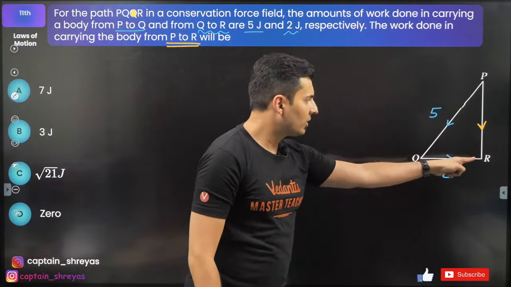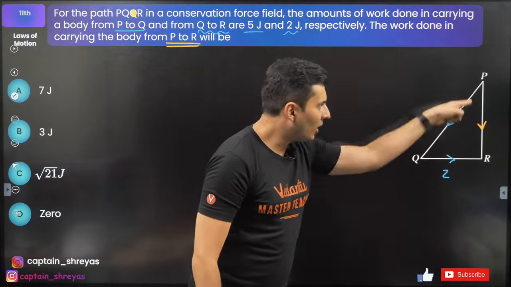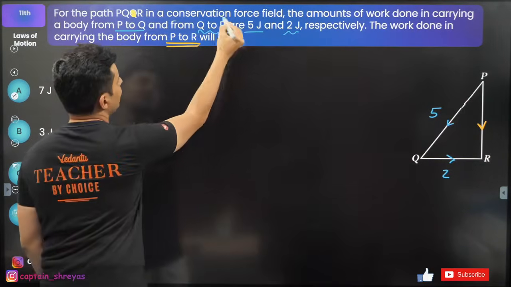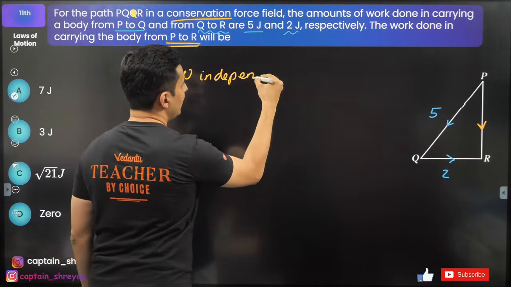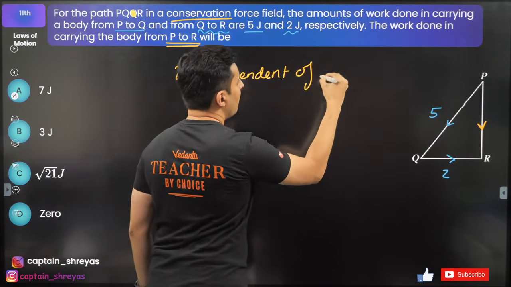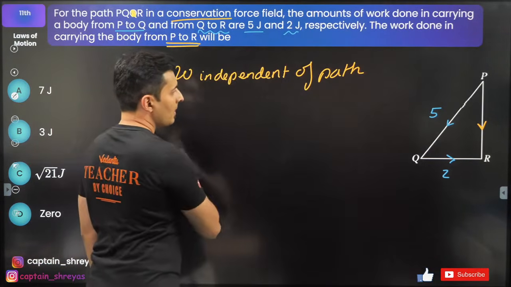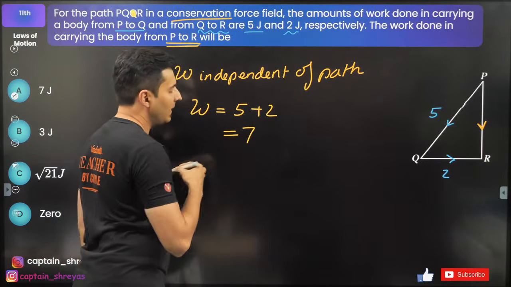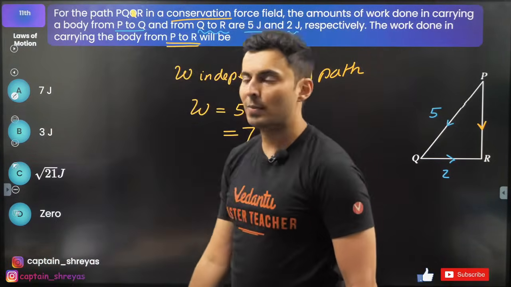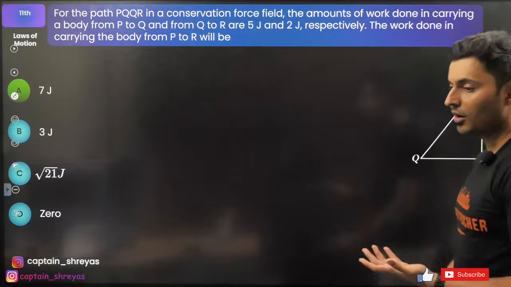I go from this point to this point, this way or that way, it's going to be the same, it's conservative. Work done is independent of the paths. So work done will be 5 plus 2 irrespective of how you go. So that's going to be 7, which is option A, of course.